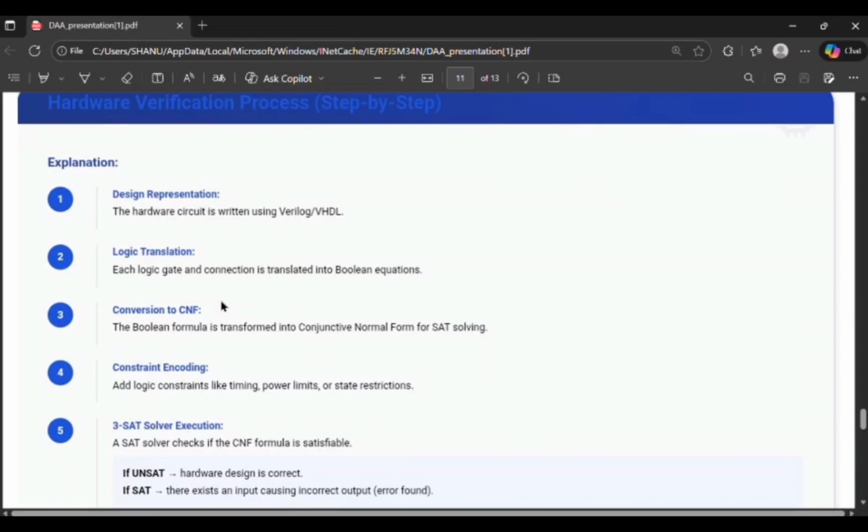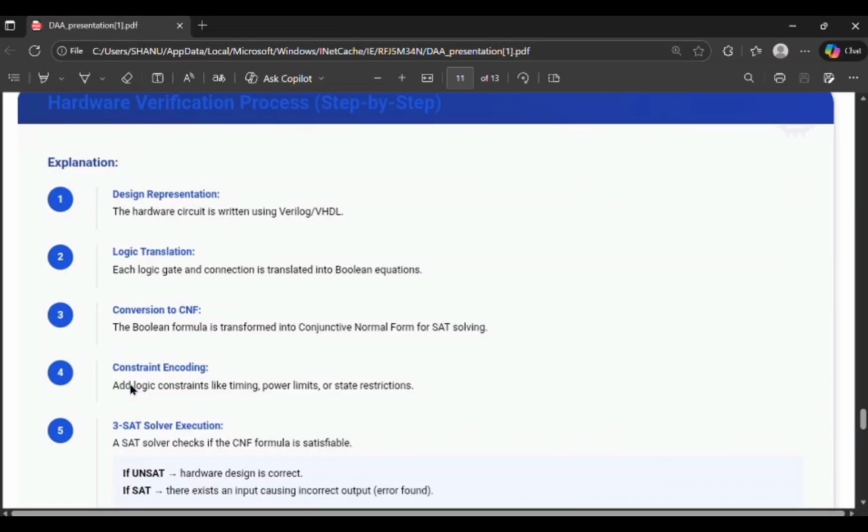Step 3, converting to CNF. These Boolean equations are changed into CNF form, which is suitable for a SAT and 3-SAT solver. Step 4, constraint encoding. Extra rules like timing, power limits, and safety conditions are added as more logic constraints.